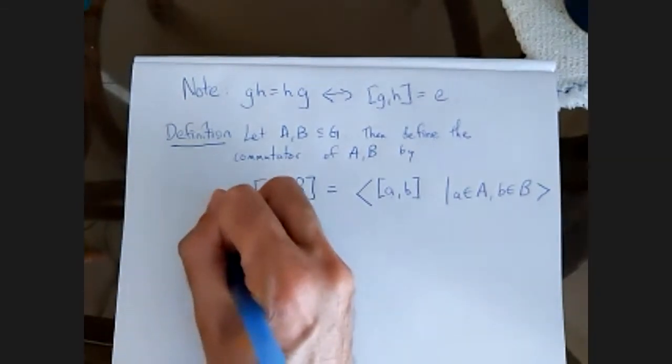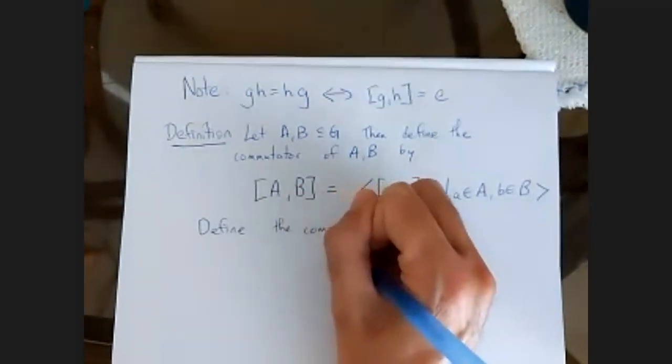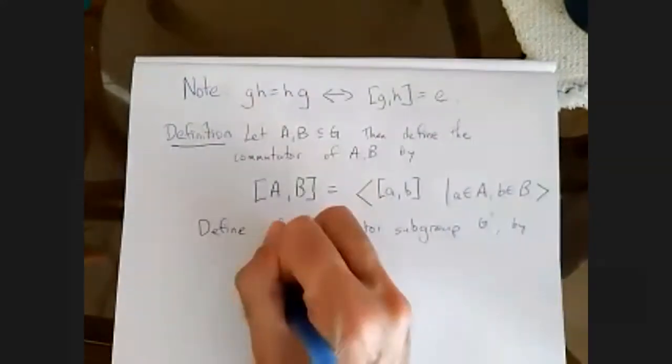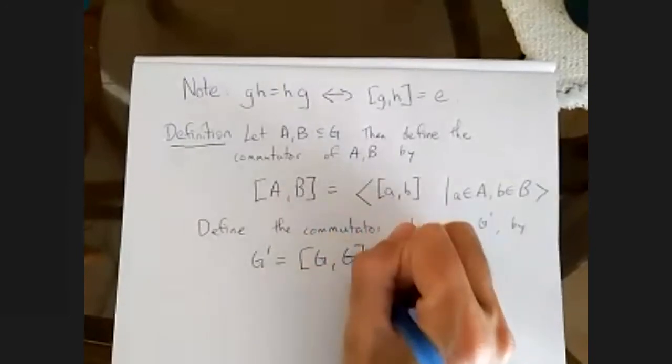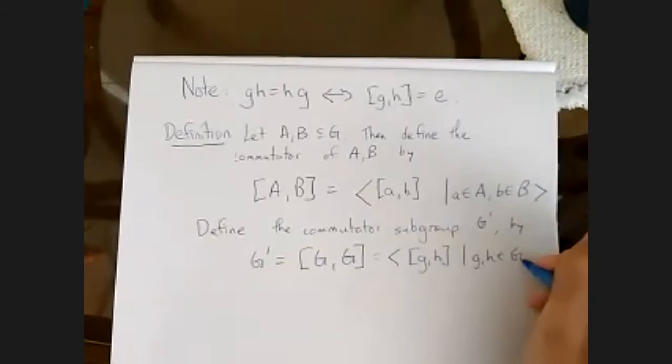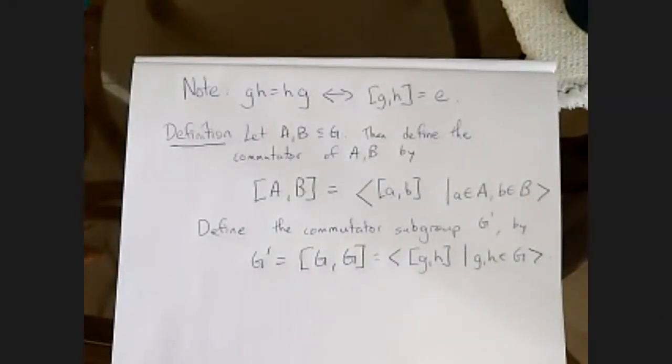Then we also have a special case of this. Define the commutator subgroup G prime by G prime is just the commutator of G with G. It's just the subgroup generated by all the commutators of G and H, where G and H are in G. Okay. The commutator subgroup is pretty special. It kind of measures how far away your group is from being abelian.